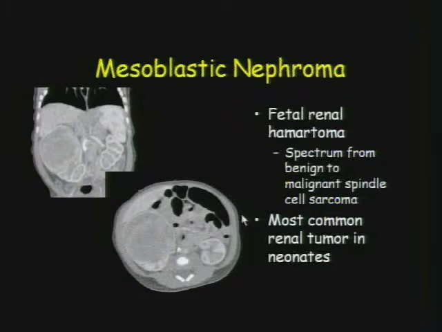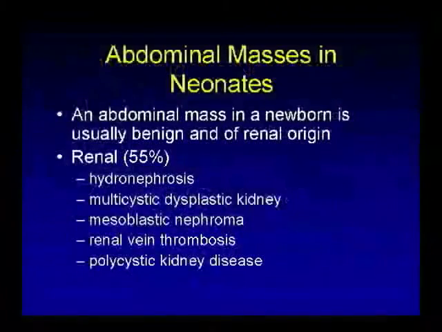And this turned out to be a mesoblastic nephroma. Here's another patient, more recent, with a mesoblastic nephroma that you can nicely see arising from that right kidney. This is a fetal renal hamartoma. It's usually benign, but it can metastasize, and it can very rarely degenerate into a malignant spindle cell sarcoma. And it's the most common renal tumor in neonates. If you see something that you want to call a Wilms tumor and the baby is under 10 months of age, call it a mesoblastic nephroma.